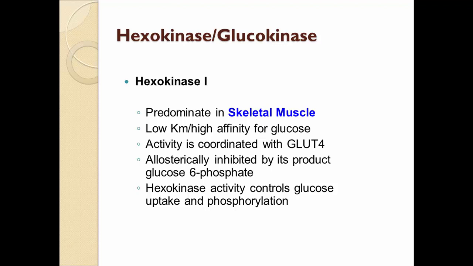And hexokinase is usually allosterically inhibited by its product, glucose 6-phosphate. So glucose 6-phosphate serves as a regulator of hexokinase activity, right? So hexokinase activity can also control glucose uptake, and phosphorylation is basically the first reaction.